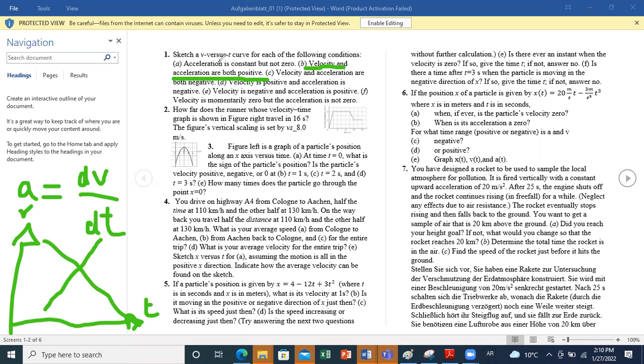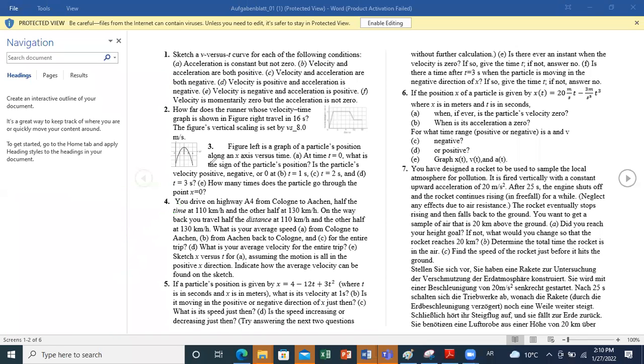Now, second graph: velocity and acceleration are both positive. To have positive acceleration, the slope of V should be positive, and to have V positive, it should be in the upper part of the graph. So a graph like this represents V positive and A positive, because the slope is positive, and since I am in the upper quadrant, V is positive.